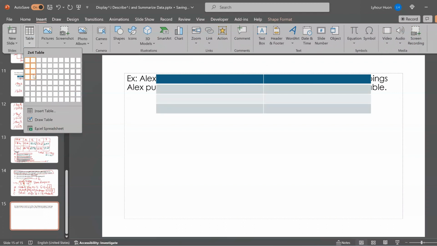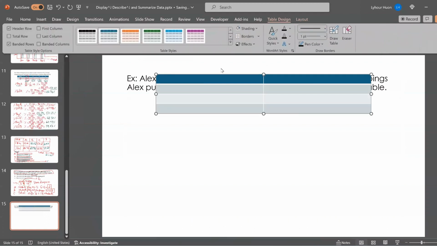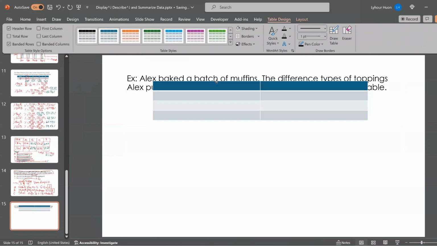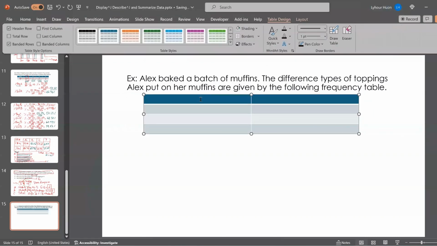One, two, three, this is a table with different types of muffin toppings.